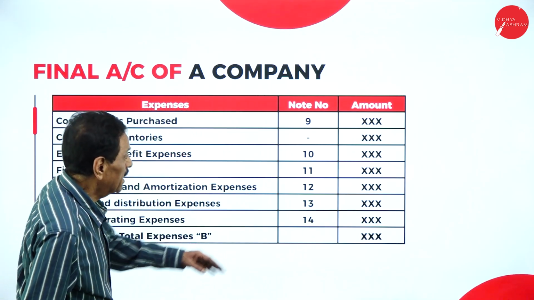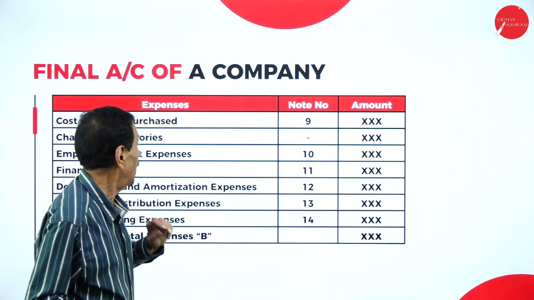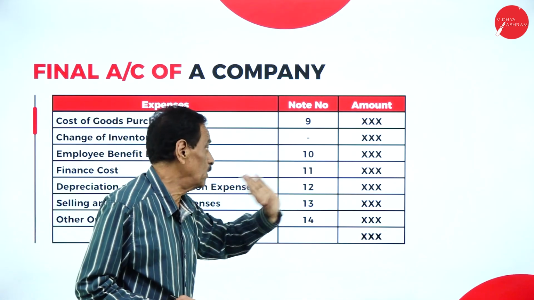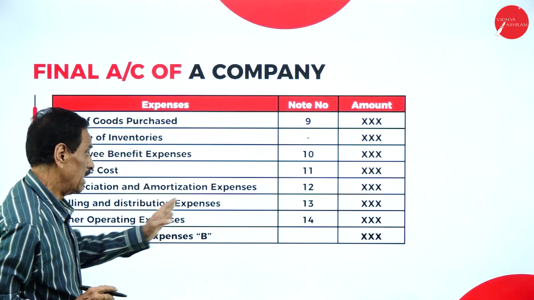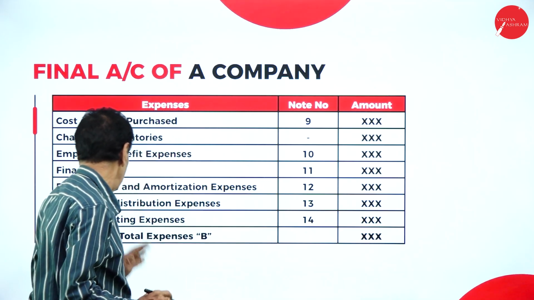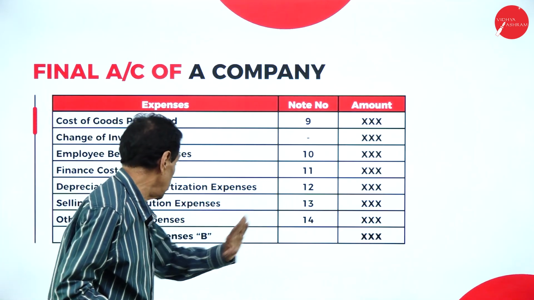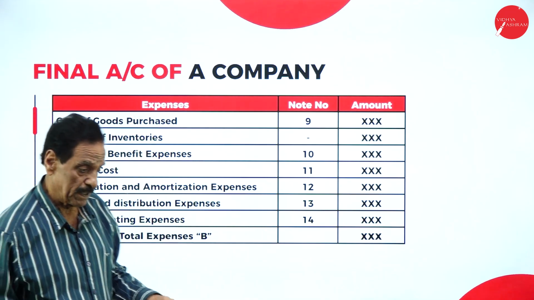You must learn the note numbers. Goods purchased is 9. Change in inventory, no number. Employee benefit expense is 10. Finance cost is 11. Depreciation and amortization 12. Selling and distribution expense 13. Other operating expense 14. These are all the total expenses.